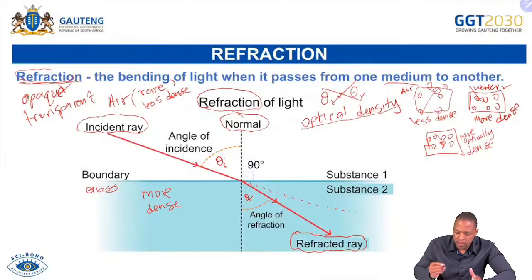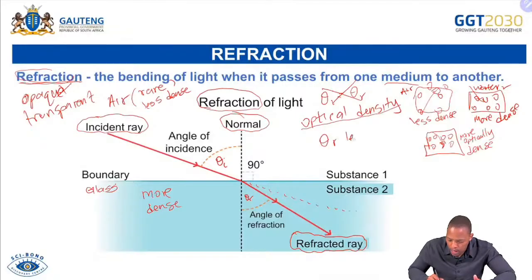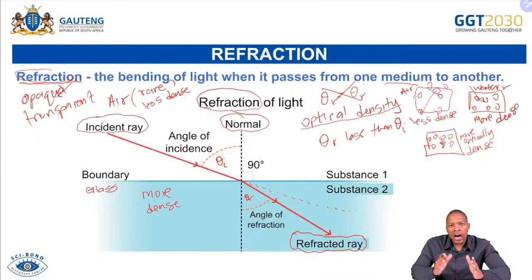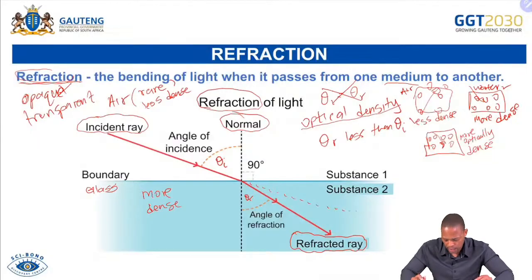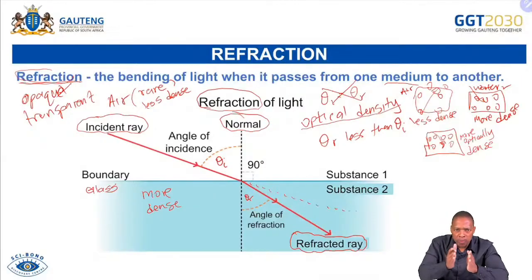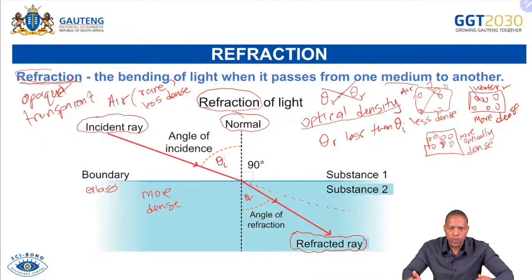We say the light bends towards the normal, or closer to the normal, meaning that theta r will be less than theta i. So theta r will decrease in that case, okay? But we also have to look at what is actually decreasing this angle. Why does it bend towards the normal? What is happening with light?